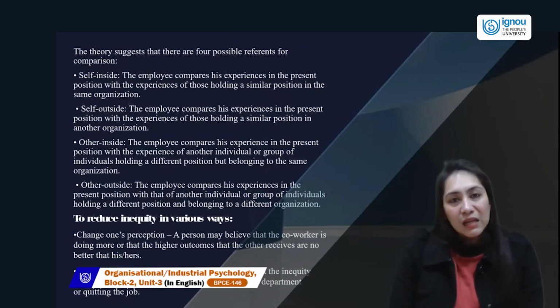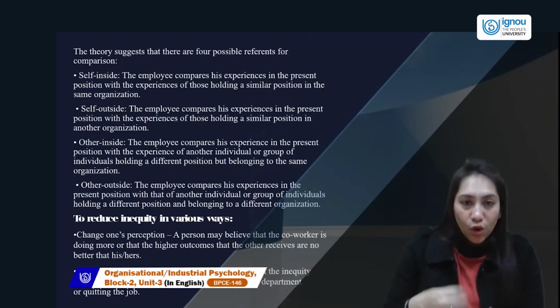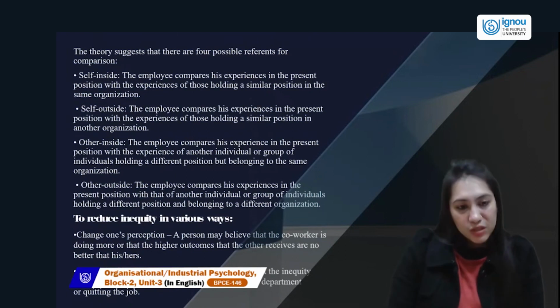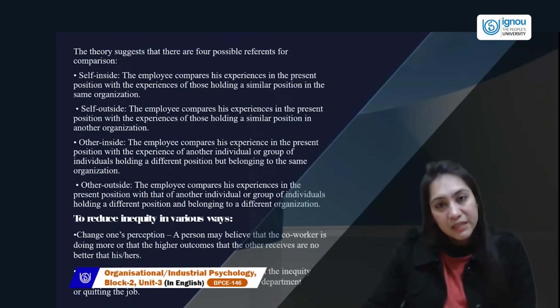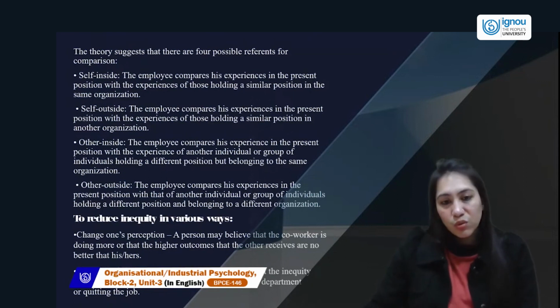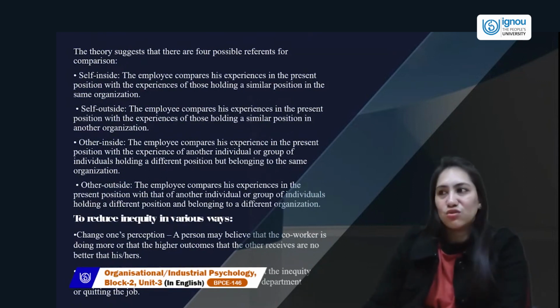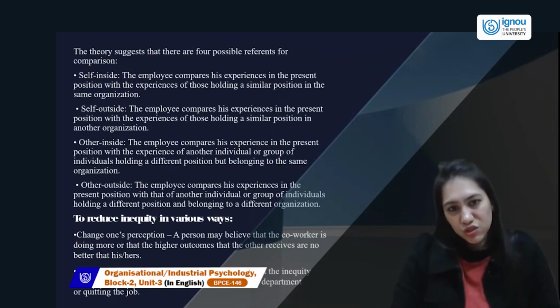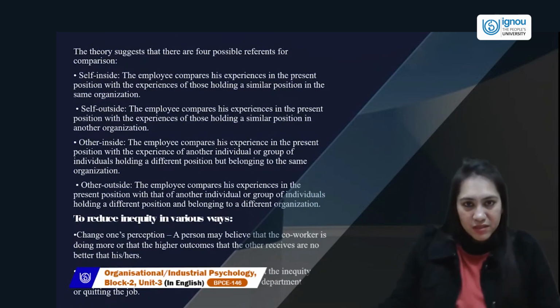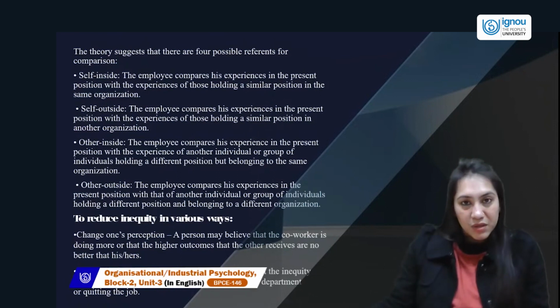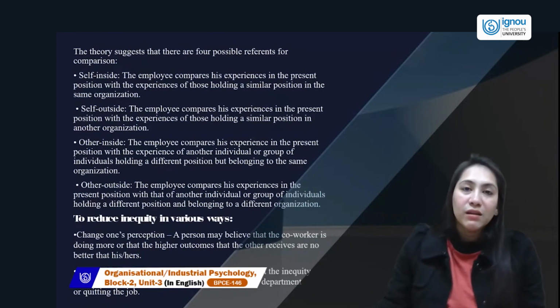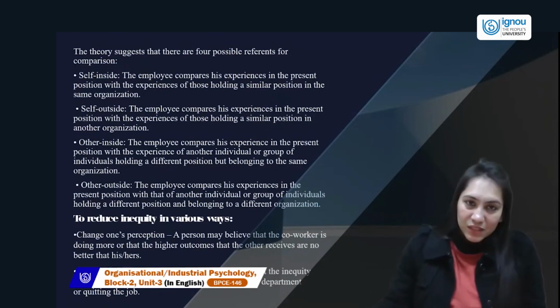Then there is other outside. Other outside is when you compare the position you're holding, and your experiences in it, with another group of individuals holding another position in other organizations. So you hold a manager position and you compare yourself with a junior manager somewhere else, and you feel, oh my god, we both get the same pay. So as a manager, I'm probably being underpaid here. That's something we call other outside.